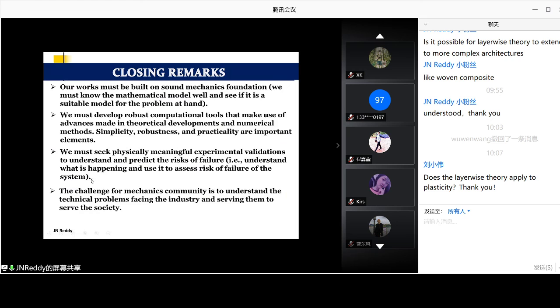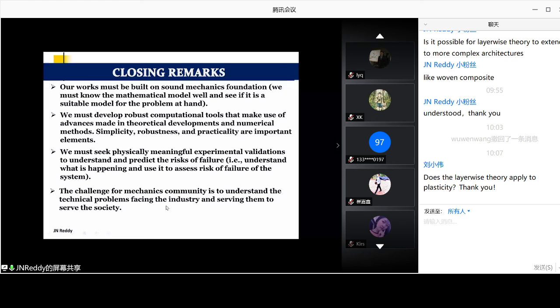So the challenge for mechanics people like us is to understand the technical problems facing the industry. Most of the time we are more interested in publishing, right? Especially if you're in an academic setting. I'm not criticizing; I did enough of that myself.